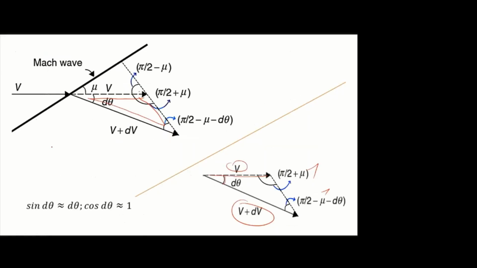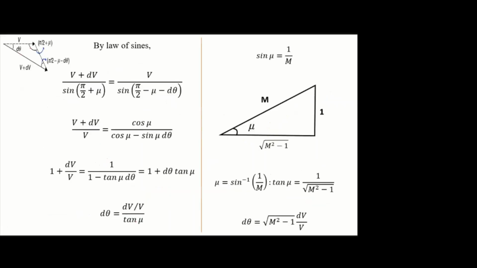Actually, I said that the change in the flow direction is negligible. So d theta is very small. Then in that case, sin d theta is equal to d theta, cos d theta is equal to 1. So now using that triangle, we are applying the law of sines. That is (V plus dV) divided by the opposite angle, sin(pi by 2 plus mu), equals V divided by the opposite angle, sin(pi by 2 minus mu minus d theta). Simplify, you will get this term.